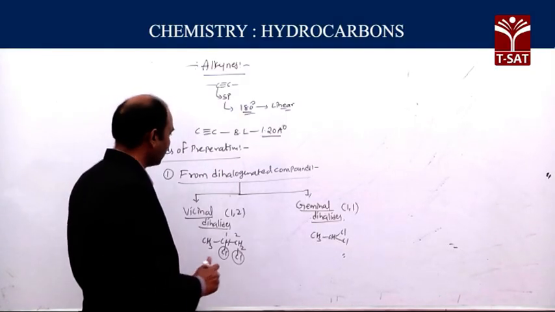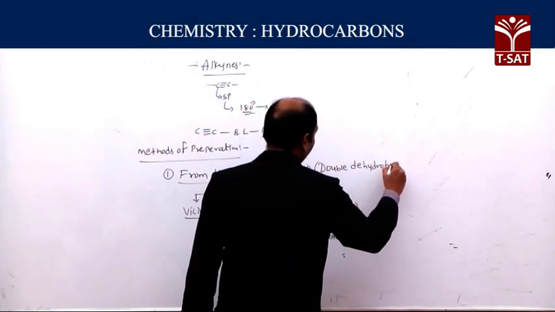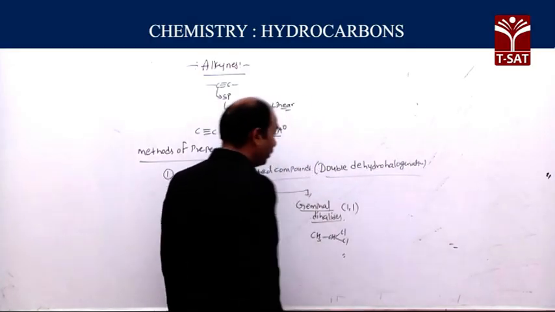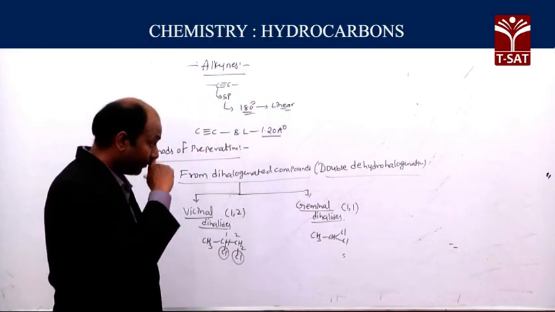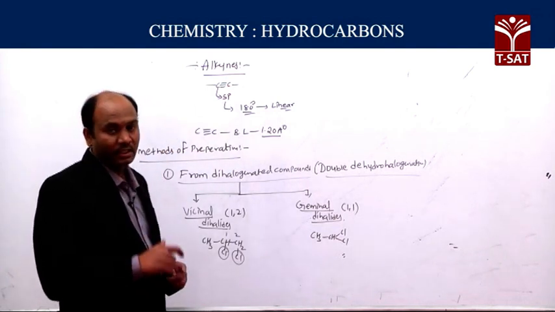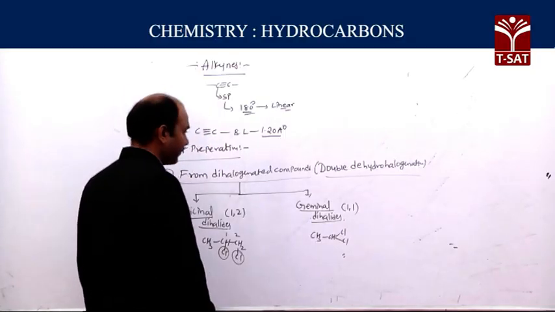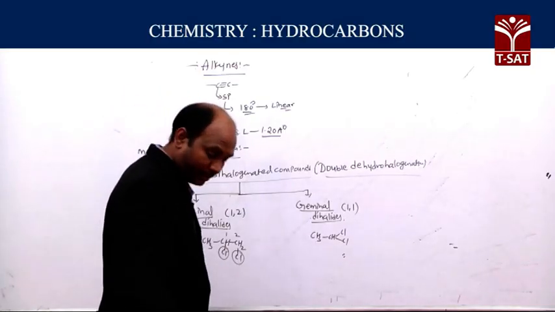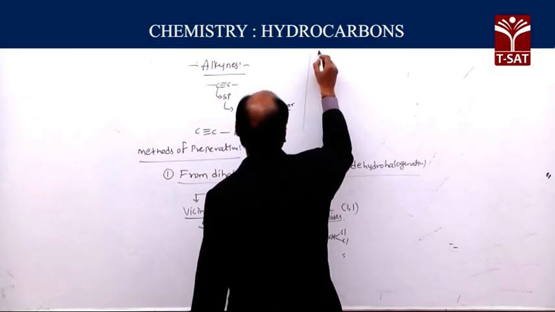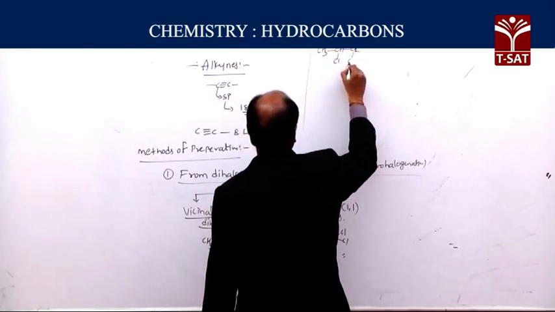Now we are going to prepare alkynes from dihalogenated compounds. This is called double dehydrohalogenation, that means two HX are eliminated. Therefore, it is called double dehydrohalogenation. Here we need a very strong base like NaNH2. So we are going to prepare these compounds by using geminal dihalides and vicinal dihalides. Let us take the example CH3CHClCH2Cl.